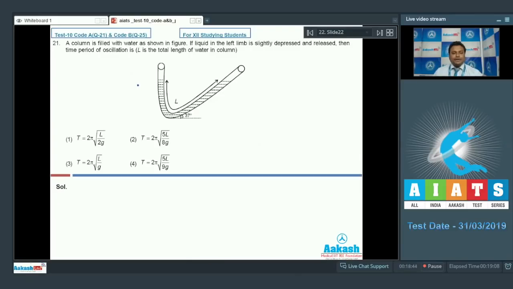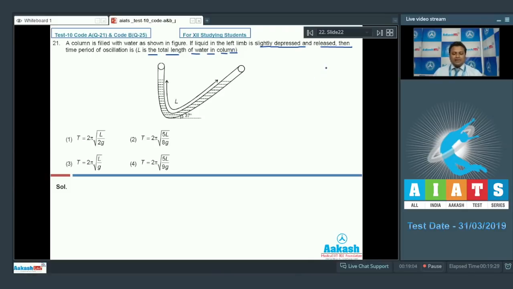Here is question number 21. A column is filled with water as shown in the figure. If the liquid in the left limb is slightly depressed and released, then the time period of oscillation will be, where L is the total length of water in the column.